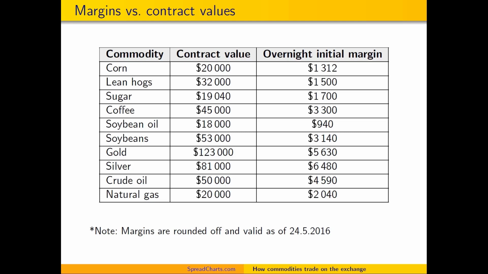This table was valid on 24th of May 2016, so please take this just informatively. The prices and therefore contract values are rounded. Moreover, the margins are probably also different now. Brokers can change margin over time due to high volatility or a material increase in the commodity price.